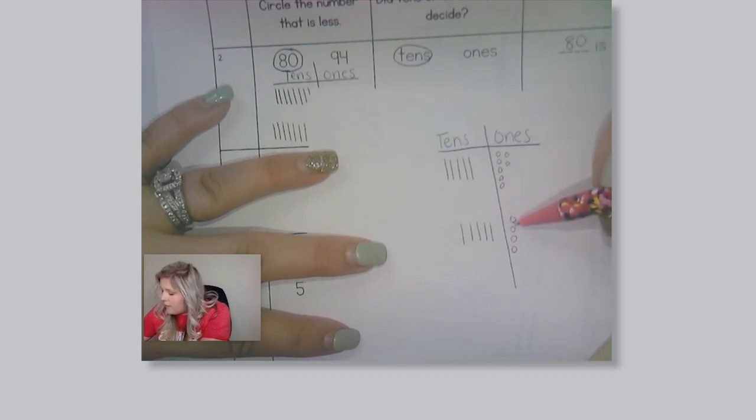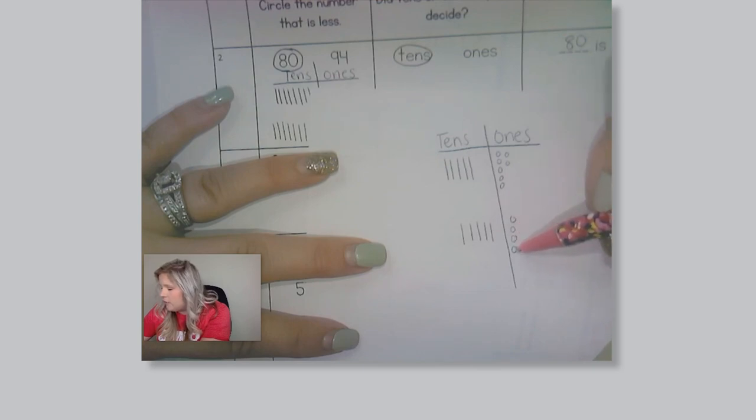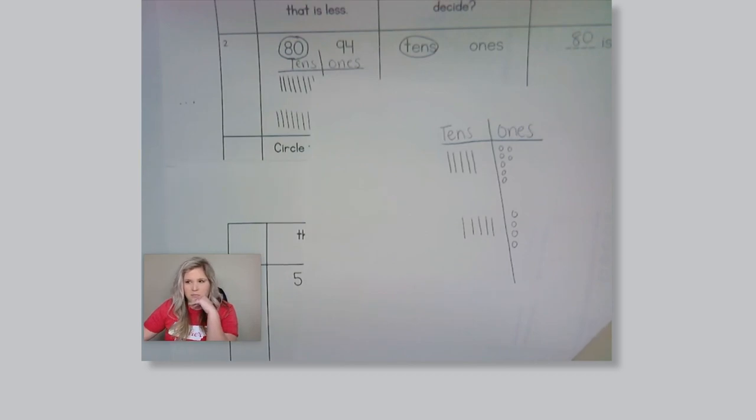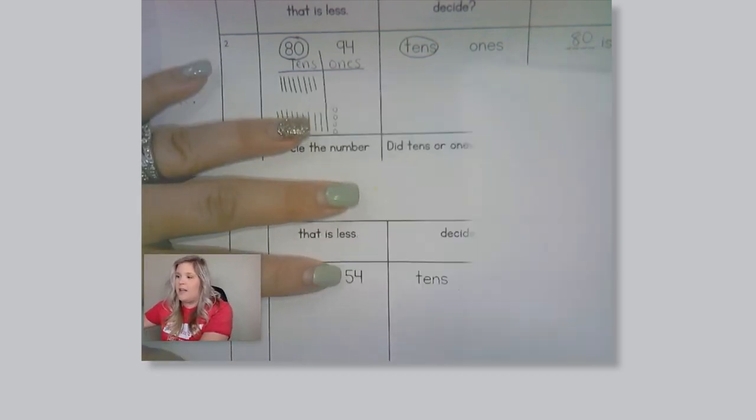And the number 54 has 4 ones. 1, 2, 3, 4. Which one is fewer? 4 or 7? Right. 4 ones is less than 7 ones. So that means that 54 is less than 57.